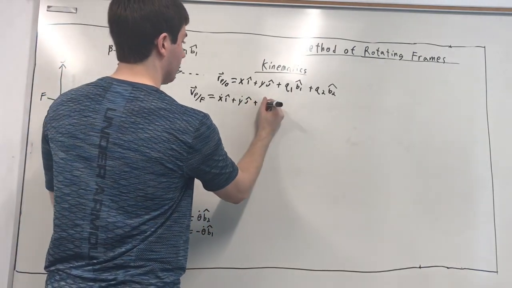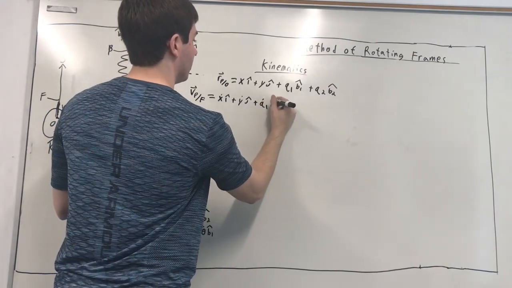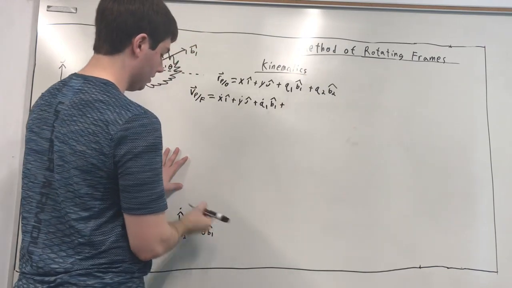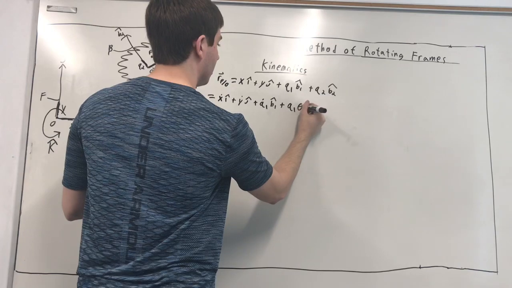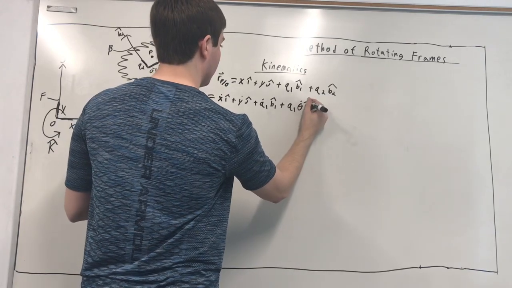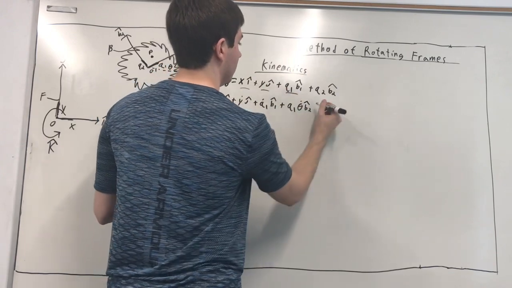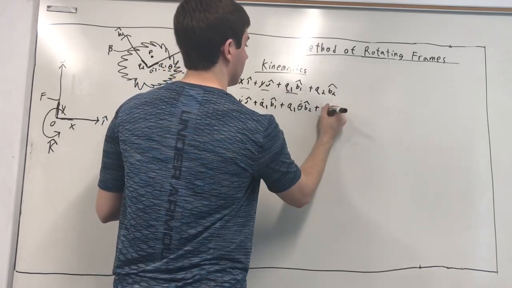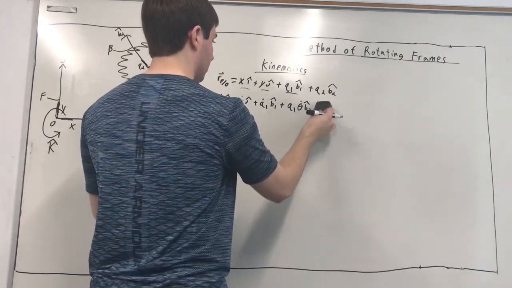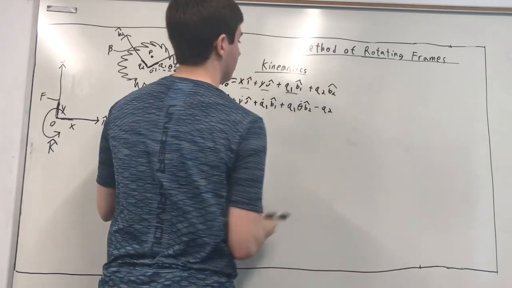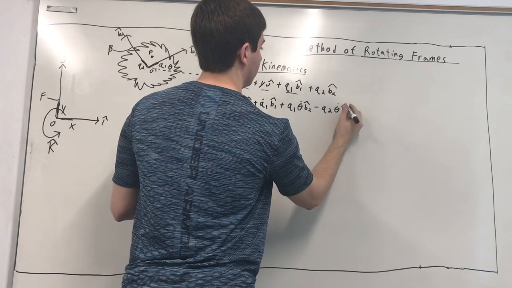So q1 dot b1 hat plus, use this, q1 theta dot b2 hat. So that's covered these three terms so far. Last term plus q2, oh sorry, it is a minus actually, minus q2 theta dot b1 hat.